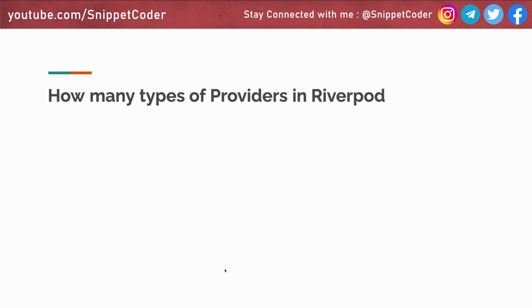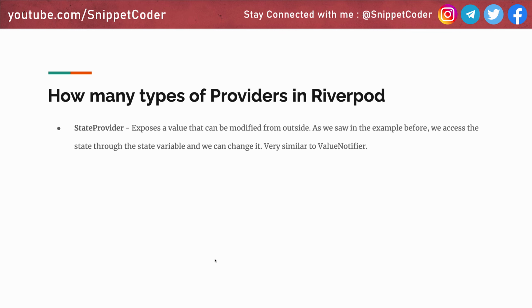So how many types of providers do we have in Riverpod? Let's see. The first one is the state provider. Basically, state provider exposes a value that can be modified from outside. As we saw in the example before, we access that state through the state variable and we can change it, very similar to the value notifier. When we click on the add button in the floating action button, you can see that the value has been changed. There we are using just the state provider.